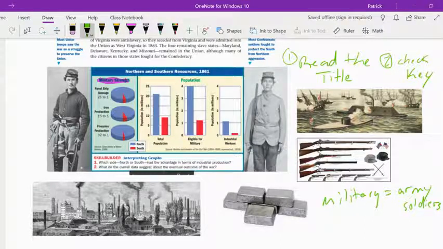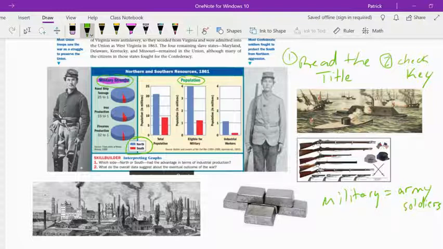So I've read the title. I see that this one says population. This one says military strength. Next thing I want to do is look at the key. I want to see what the colors and things are telling me. So this tells me some important information down here. It says north and south. North is blue, south is red.